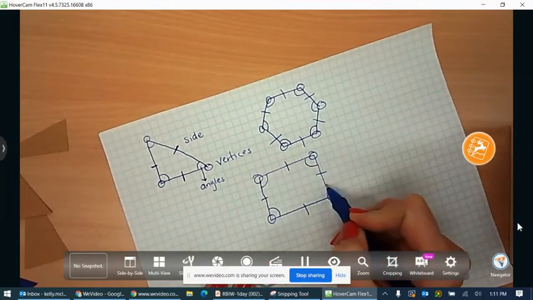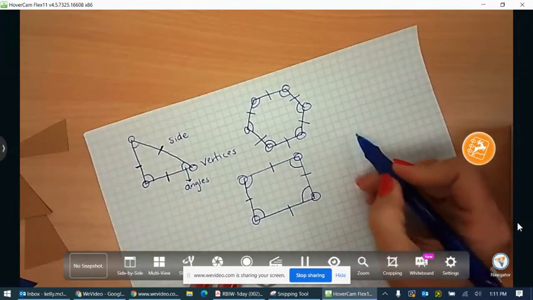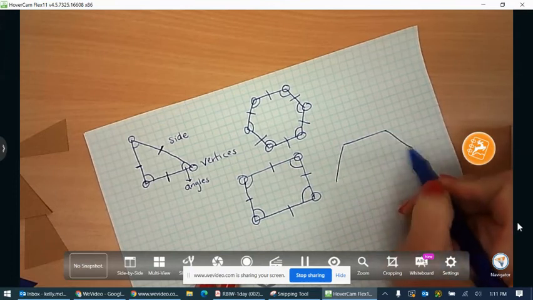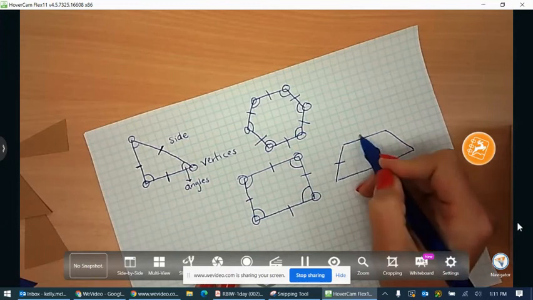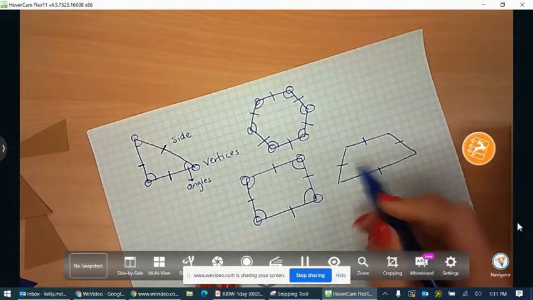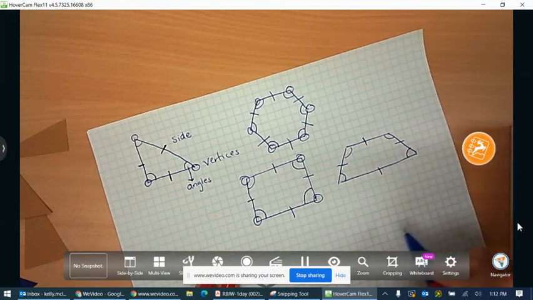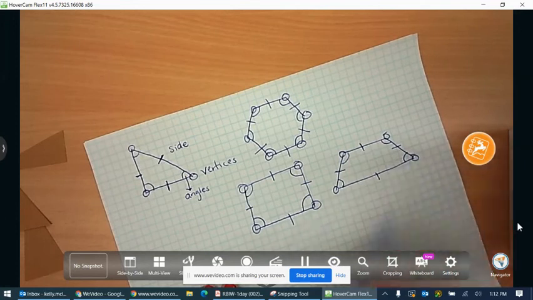Now, if someone says, draw a different quadrilateral, I may choose to draw a trapezoid. 1, 2, 3, 4 sides. 1, 2, 3, 4 angles. 1, 2, 3, 4 vertices.